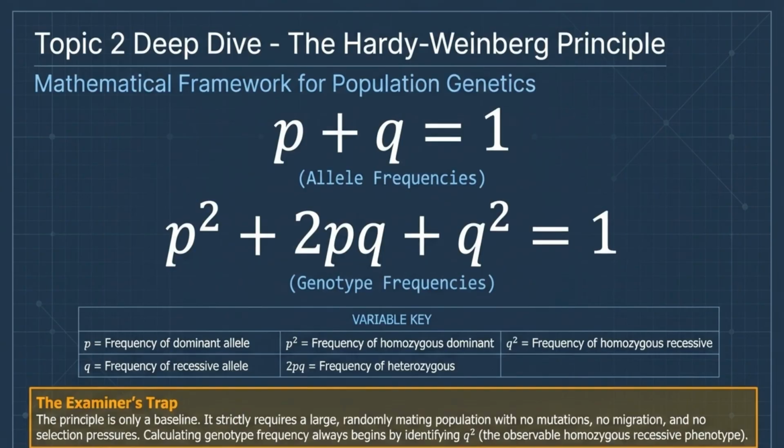Math time, but don't let it scare you. The Hardy-Weinberg principle is your framework for population genetics. p + q = 1 for alleles. p² + 2pq + q² = 1 for genotypes. Here's the trap. This only works in a perfect world with no mutations and random mating. When you're calculating, always start by identifying q², the observable homozygous recessive phenotype. Work backwards from there.